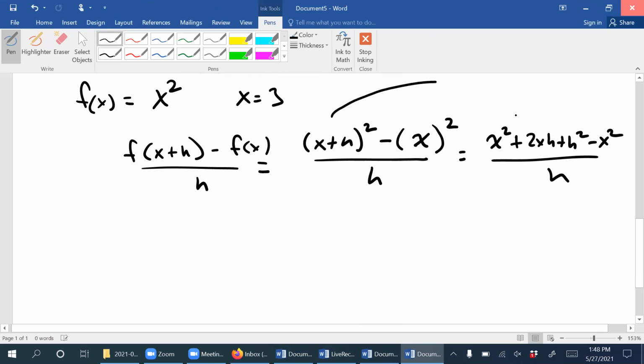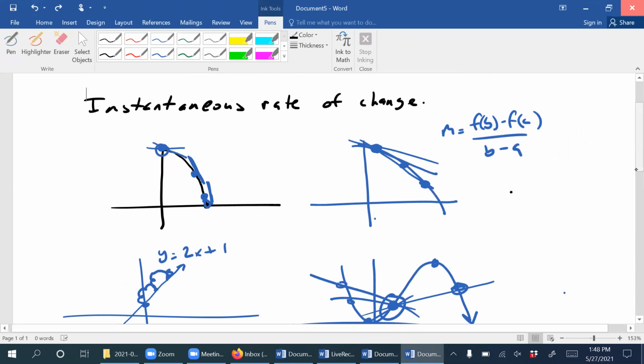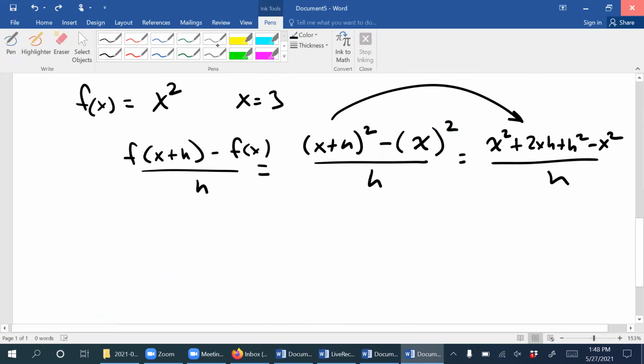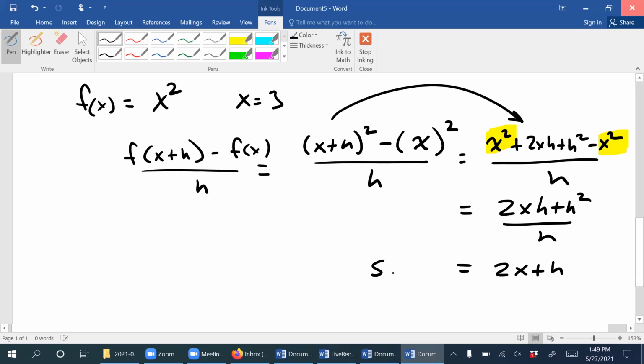So we multiply that out. You should realize that we have like terms. We have x squareds, we can cancel those out. And I made a big point on the last lesson to say, when you cancel stuff out, you should end up with just h's on top. Lucky for us, we can cancel those h's out. We said 2x plus h. And this was our slope for the graph.